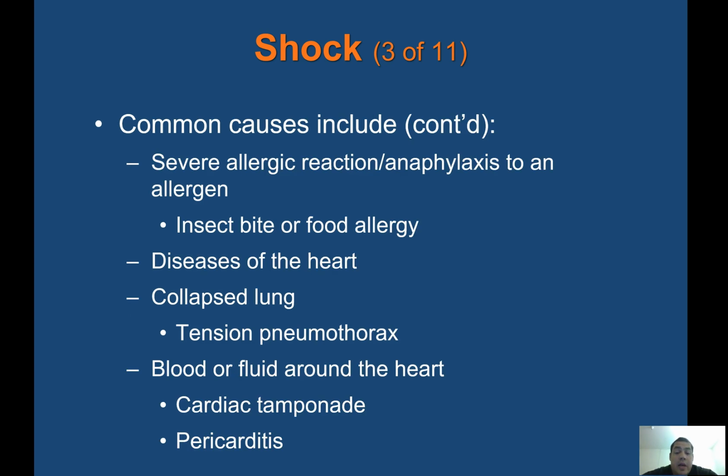Other causes include severe allergic reaction, anaphylaxis to an allergen, insect bite or food allergy, and diseases of the heart, collapsed lung, tension pneumothorax, blood or fluid around the heart, cardiac tamponade, pericarditis.